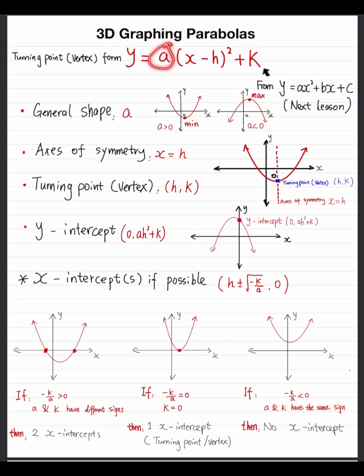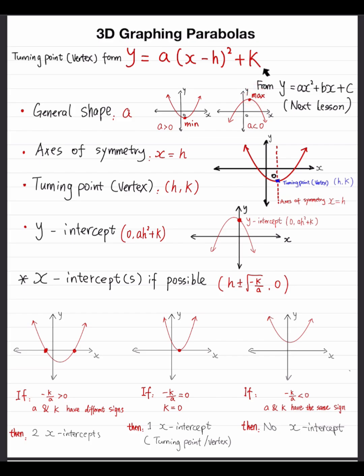Firstly, a. a controls the general shape of the parabola. If you have an a that is greater than 0, you will have a parabola that is a happy curve, or a positive curve, with the turning point being a minimum. If a is a negative number, less than 0, then your parabola will be upside down, or negative, with the turning point being a maximum.